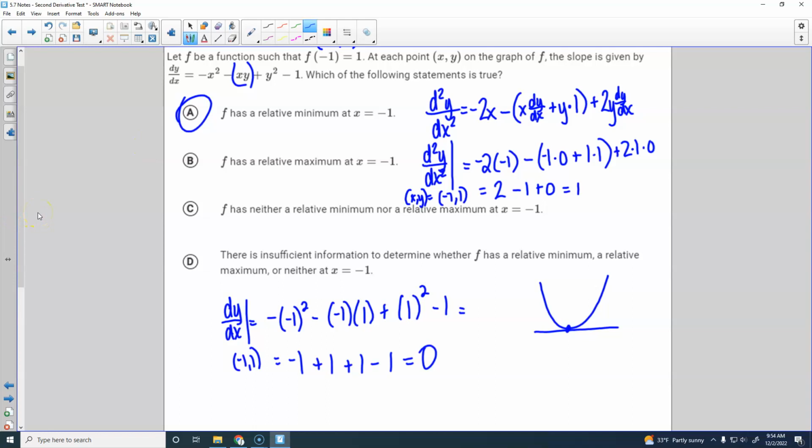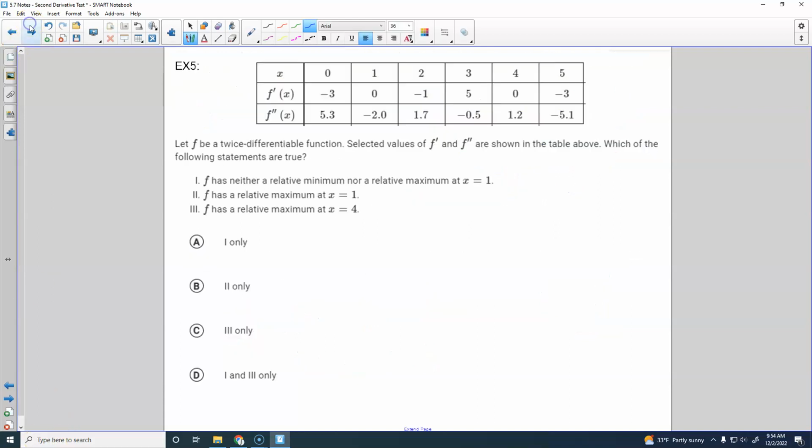Okay, so we got a relative minimum at that point, so A would be our answer. So for implicit, you're going to have to use the second derivative test because you can't make sign lines for implicit. All right, let's see what we got here. Let's look at this real quick, okay? Tables are another way they can do this to you because you can't take derivatives and plug things in.